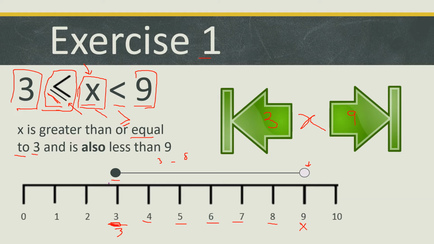So the x could be any number including 3, and including the number 8. So it could be any number including these both, and also in between here.